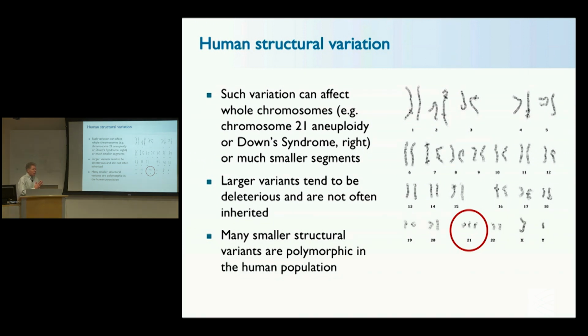So structural variation really can span the spectrum from something small like 50 base pairs up to whole chromosome aneuploidies. For example, the most common aneuploidy in humans is a triploidy of chromosome 21, which leads to Down syndrome, such as illustrated here. Large variants like chromosomal aneuploidies or whole chromosomal arm alterations tend to be more deleterious, so they tend not to be inherited. But many smaller variations, as I'm going to show you today, are polymorphic and ubiquitous in the healthy human population.